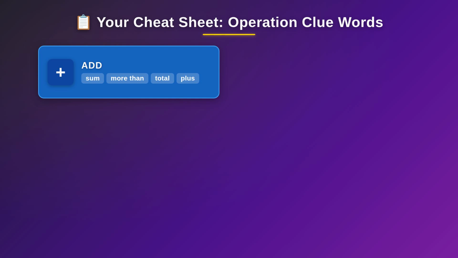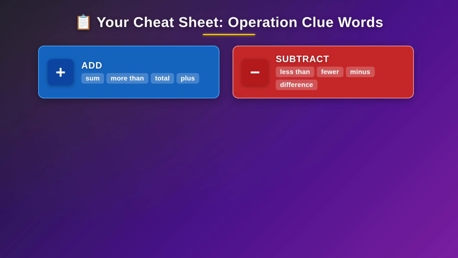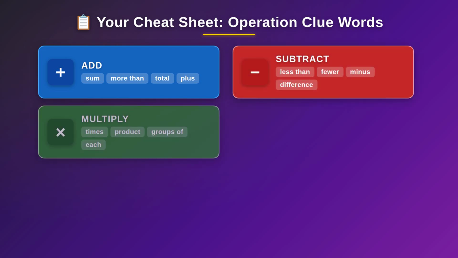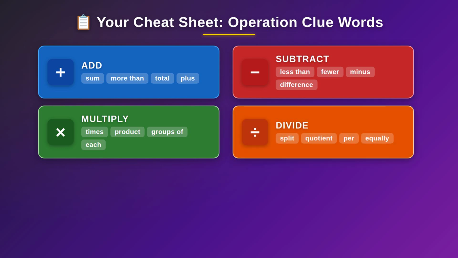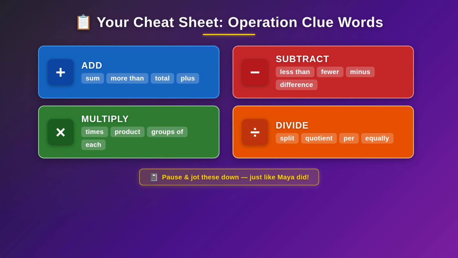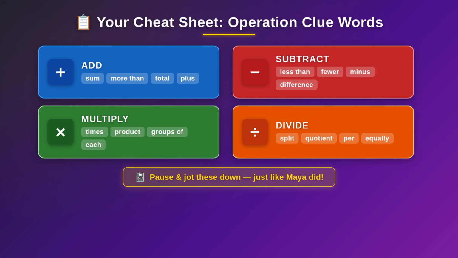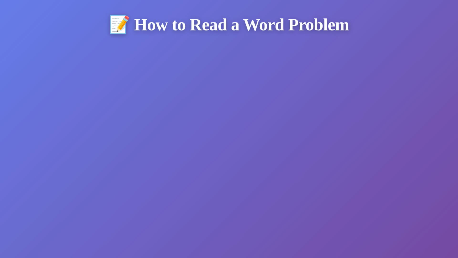Here's your secret weapon, a cheat sheet of clue words. Certain words in a problem tell you which operation to use. Hear the words sum or more than? That's addition. Fewer or less than? Subtraction. Product or groups of? Multiplication. Split equally or per? Division. Maya actually wrote these in her notebook so she could spot them fast. Let's do the same. Pause the video and jot these down.